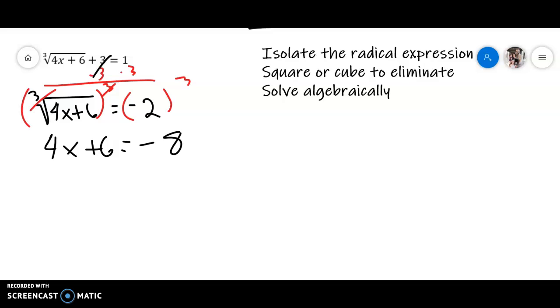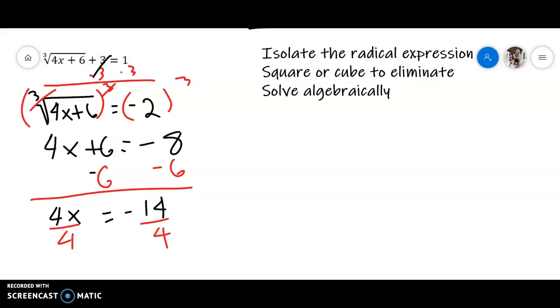Now we just have to solve for x, solve it algebraically. I'll subtract 6 on both sides, minus 6 and minus 6. And that'll get my x term by itself. So 4x equals negative 14. To solve for x, I'd have to divide by 4. That cancels that out. So x equals negative 14 over 4. Well, that actually does simplify to negative 7 over 2.